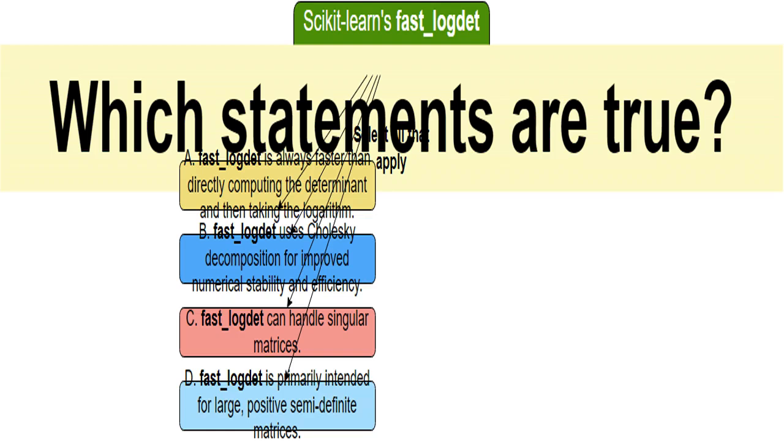This question asks you to identify which statements about the sklearn.utils.extmath.fast_logdet function are accurate. This function is used for calculating the logarithm of the determinant of a matrix, a common operation in statistics and machine learning. Let's carefully analyze each statement.